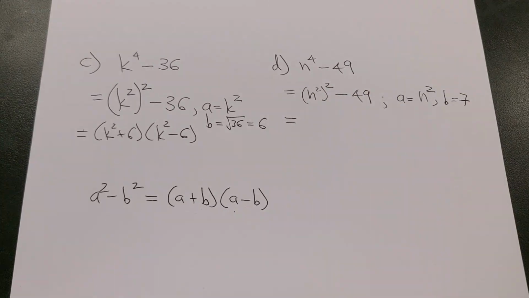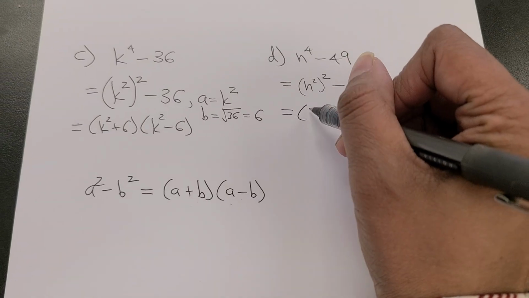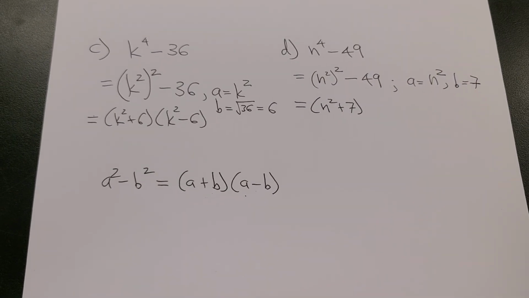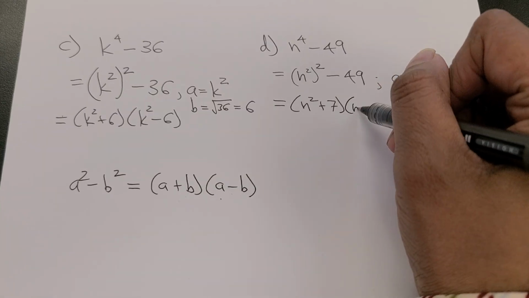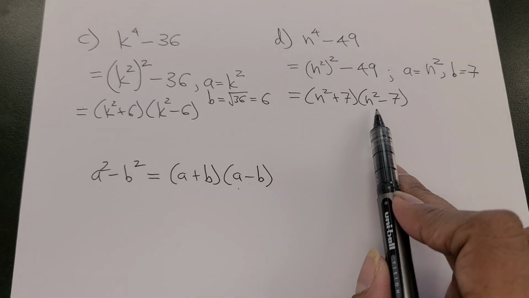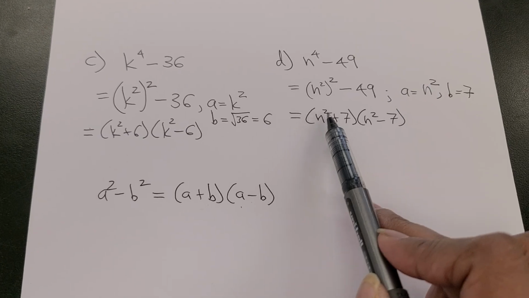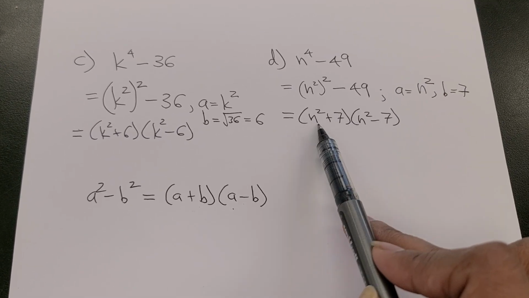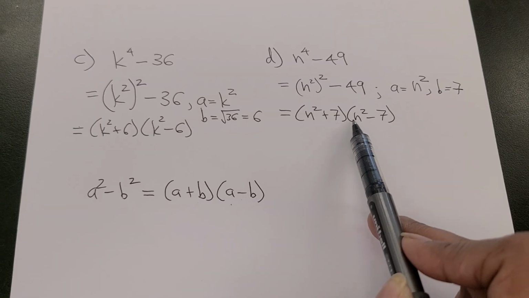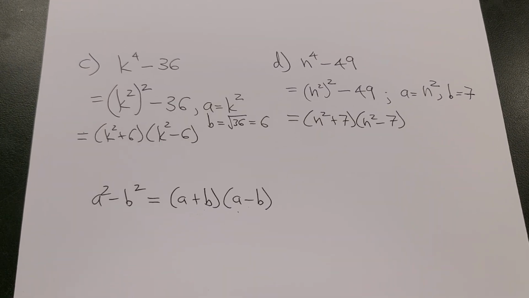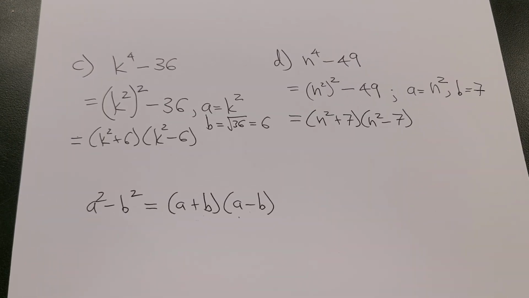And now we're going to write the final expression, a plus b, so I'm going to do n squared plus 7. And in the second bracket, a minus b, so I'm going to do n squared minus 7. And this is the final answer. And again, I can definitely just FOIL out my answer. I see the middle term is negative 7n squared plus 7n squared, and that's going to cancel out. Okay, so right away I can see that I have the correct answer.